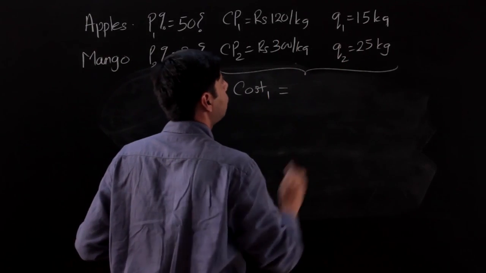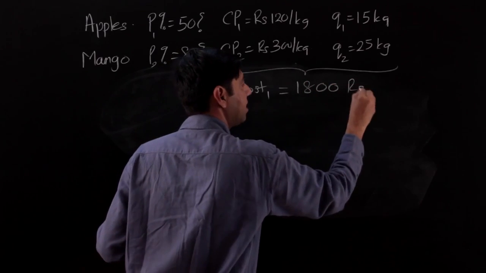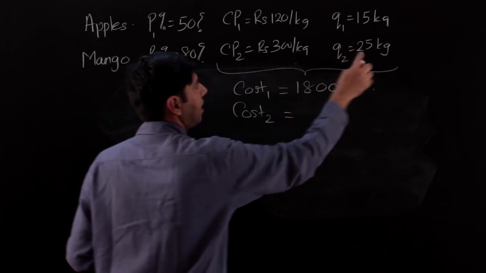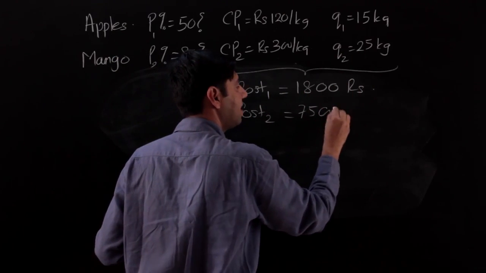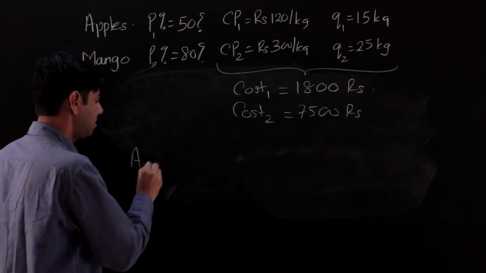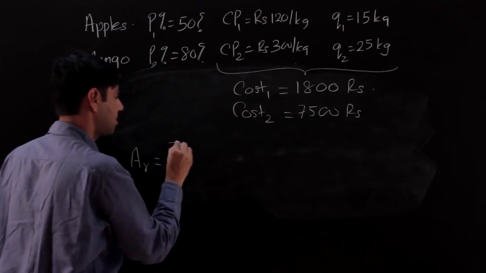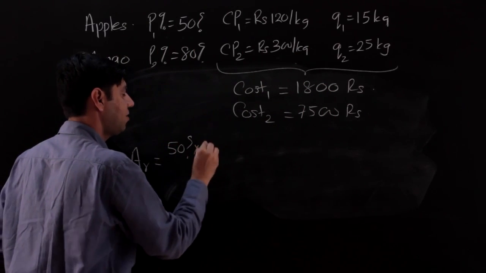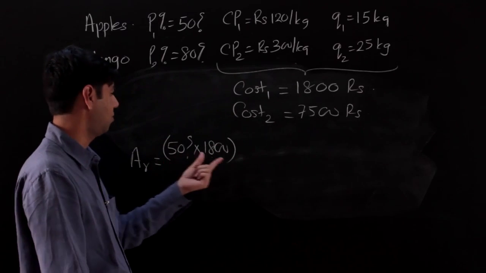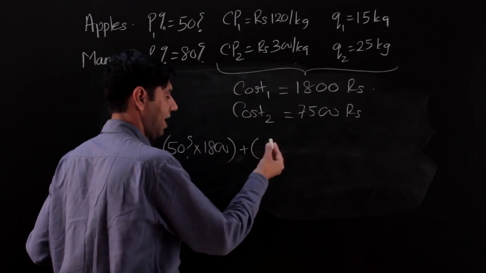is 120 into 15, that is 1800 rupees. The cost incurred on mangoes is 300 into 25, 7500 rupees. And now I could say that I am making 50% of the total cost. This is the profit which last time we had found. This is going to be 900. 60 into 15, 900. So the numerator was okay last time, right?